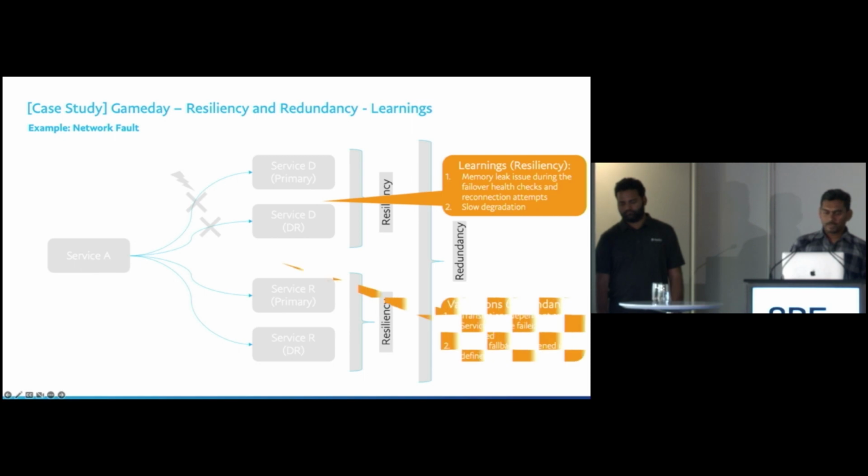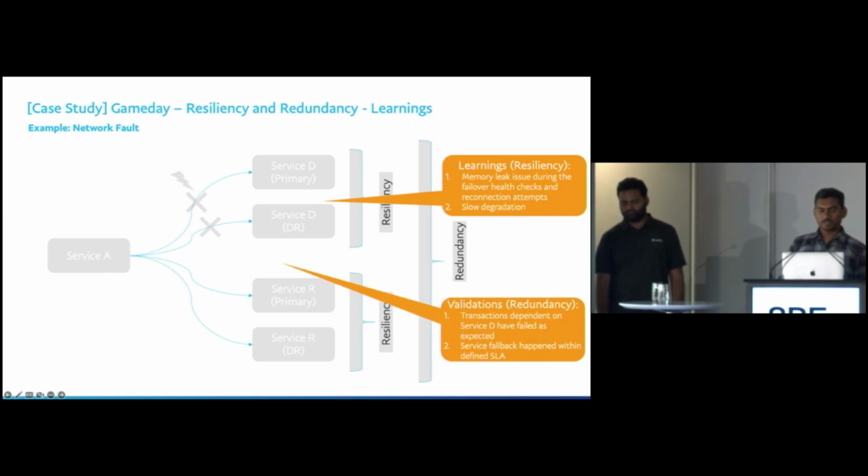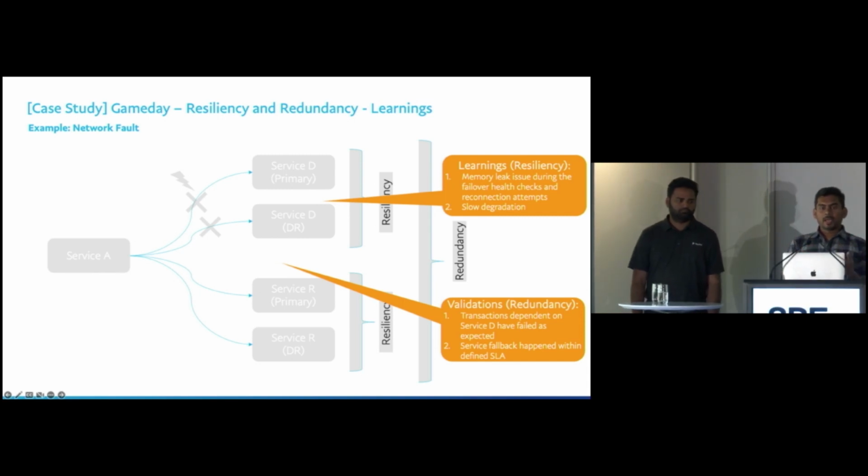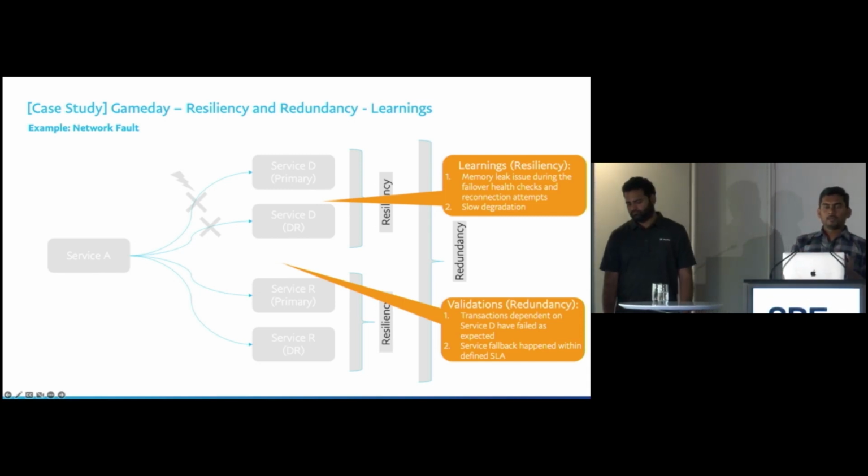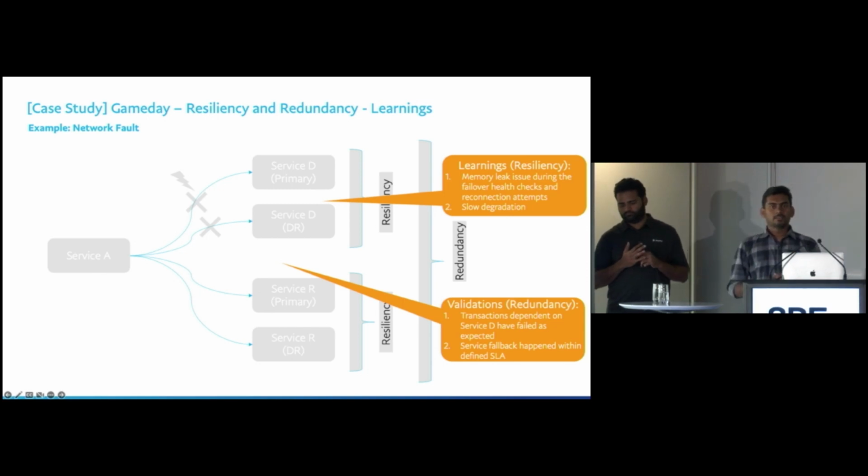But there are also some validations that we did as part of this experiment. Transactions that were dependent on D but cannot be replayed on R failed as expected. This is expected, and there is a catch-up job that takes care of finalizing those transactions. And the service fallback time, we were able to measure, and it is within the SLA. So these are some of the validations that we did as part of the experiment.